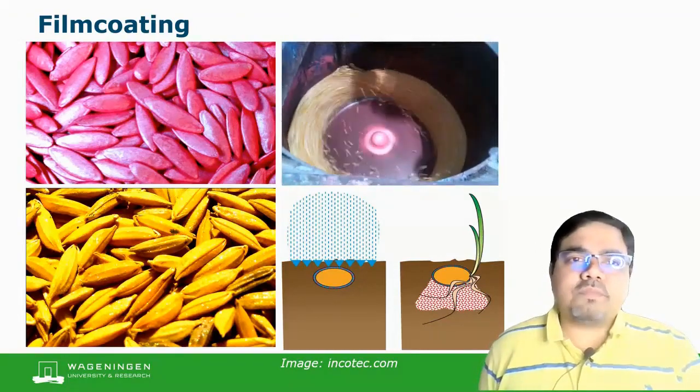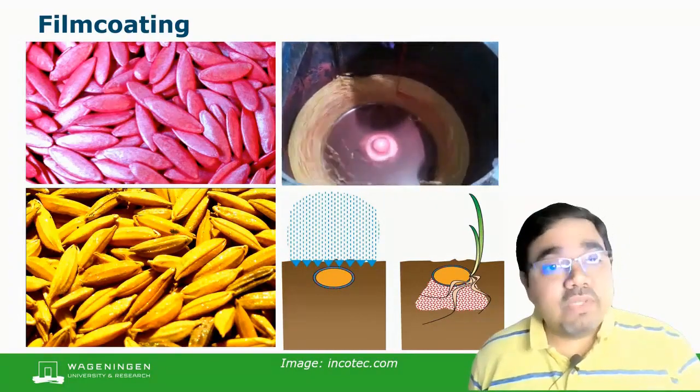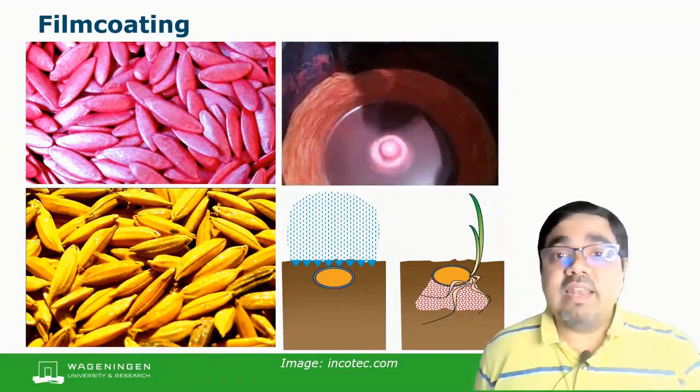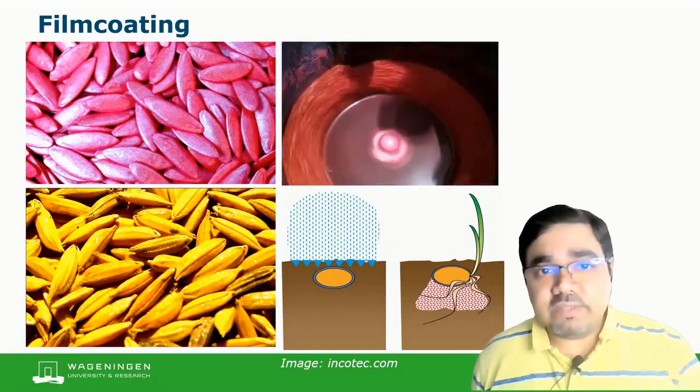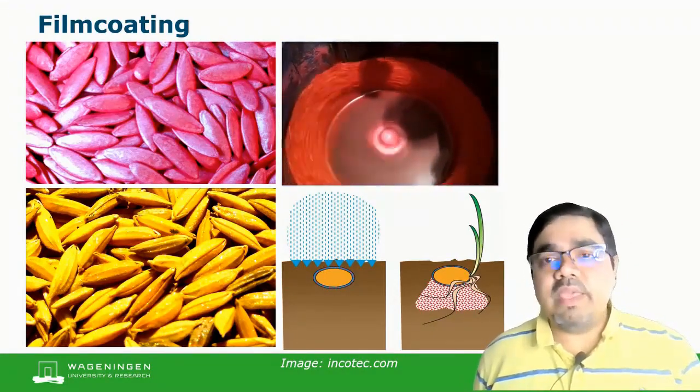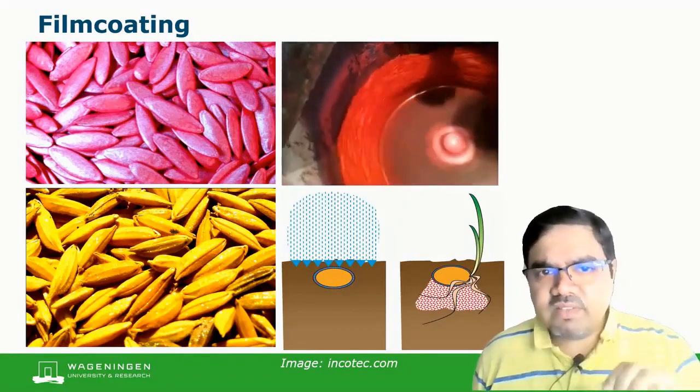Film coating was originally developed for the pharmaceutical and confectionery industries and later adapted for coating of seeds. Film coating consists of making a continuous thin layer over the seed surface.